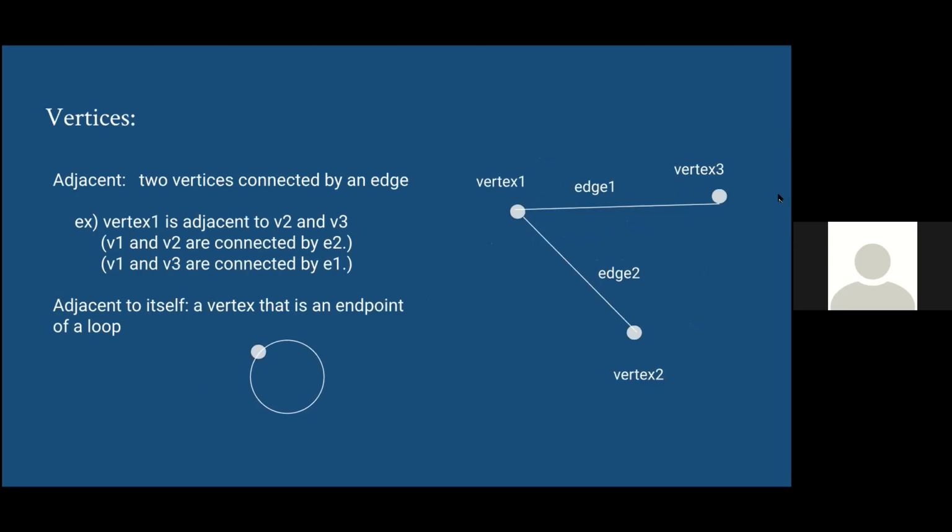So let's move on to the terms for vertices. The first term is adjacent. Two vertices connected by an edge are called adjacent. In the graph on the right, vertex 1 is adjacent to V2 and V3 because V1 and V2 are connected by E2, and V1 and V3 are connected by E1. The last term is adjacent to itself. A vertex that is an endpoint of a loop is called adjacent to itself.